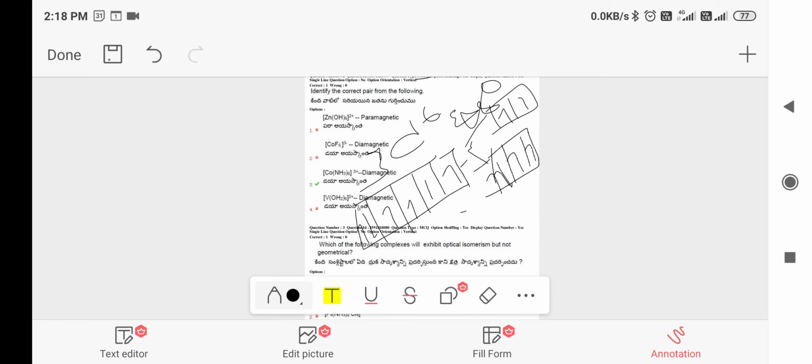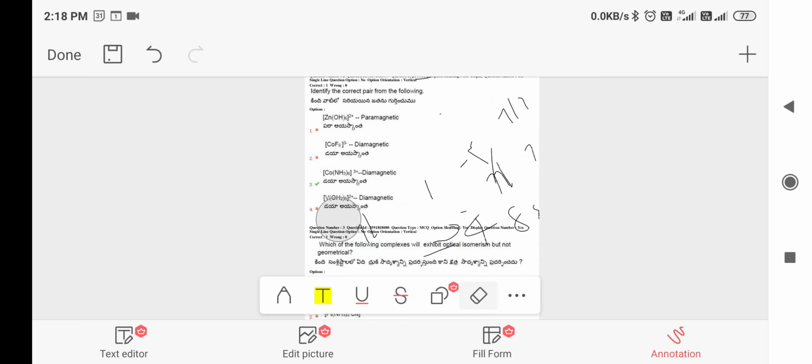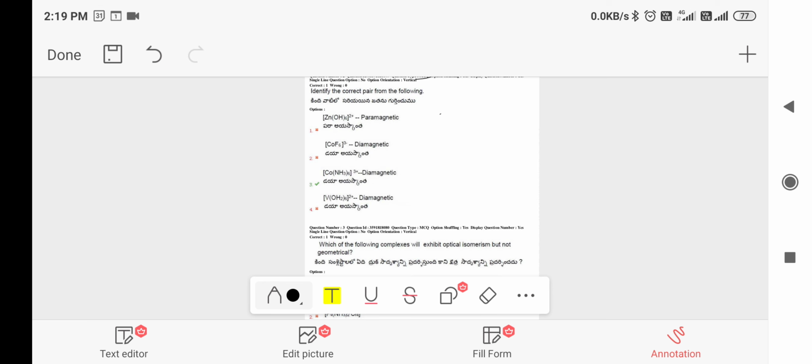So here we have 4 unpaired electrons, and its magnetic moment is nearly 4.89 Bohr magnetons, which is the unit. So this is paramagnetic, not diamagnetic, because we have unpaired electrons in its orbitals. Now we look at the cobalt with amine.